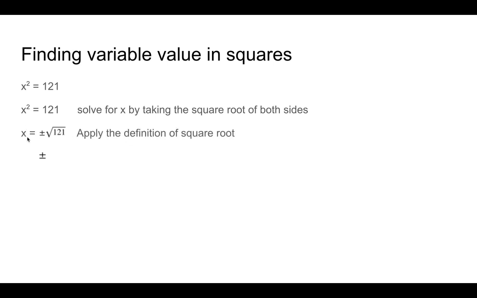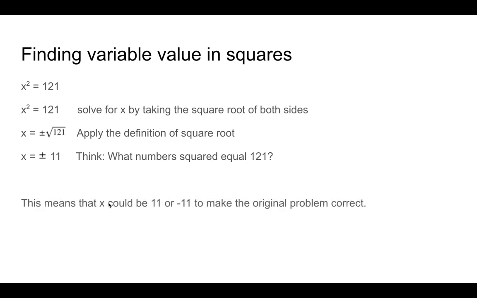Therefore we have x equals plus or minus the square root of 121. We'll talk more about that plus or minus in a second. When we solve for that, knowing our multiplication facts, this is a nice perfect square, so x equals plus or minus 11. Once again, we're thinking about what number squared, meaning times itself, is going to equal 121.